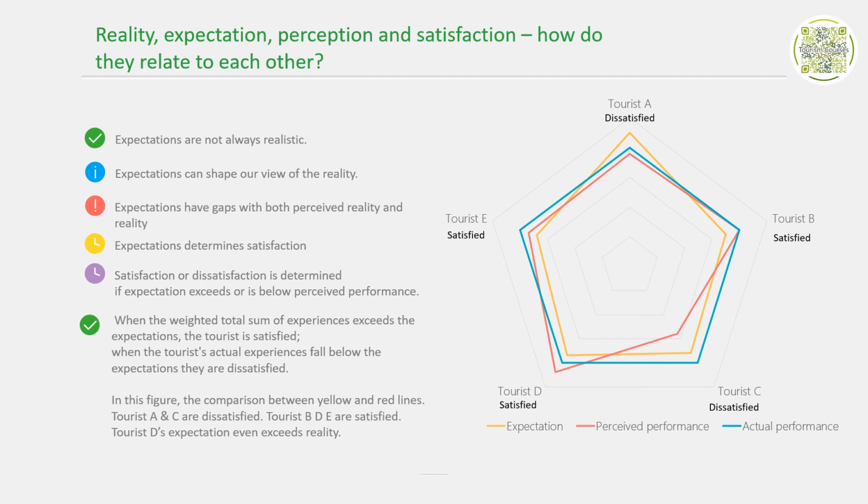As shown in this diagram, the comparison between the yellow and red lines determines satisfaction or dissatisfaction. Tourists A and C are dissatisfied because no matter where the blue line is, when the red line, perceived performance, is lower than the yellow line, expectation, they are dissatisfied. Tourists B, D, and E are satisfied because the red line is higher than the yellow line. In tourist D's case, expectations can even exceed reality.